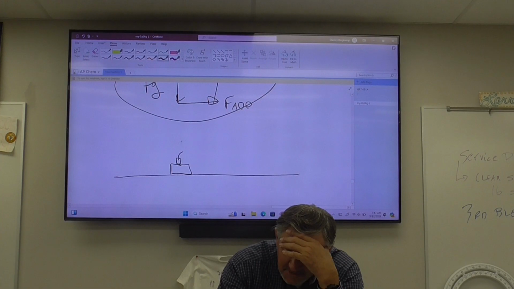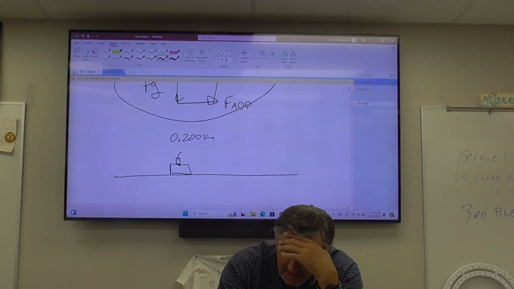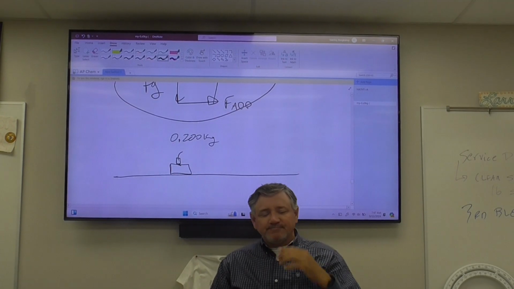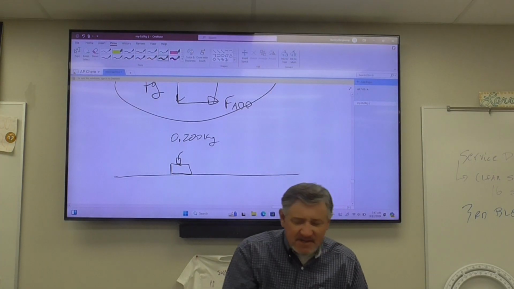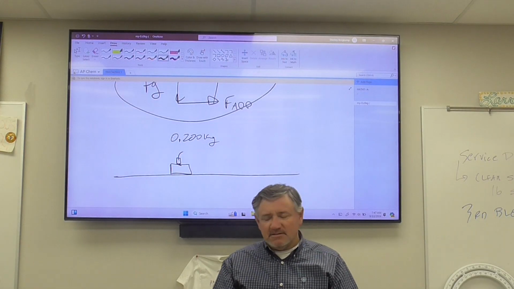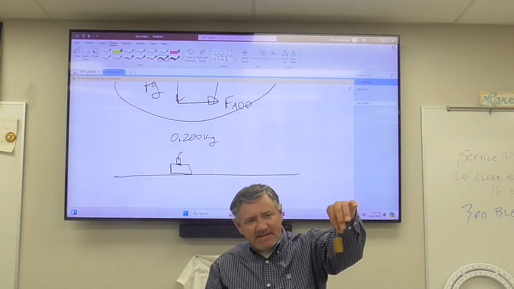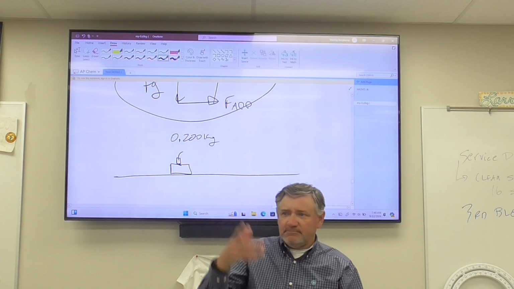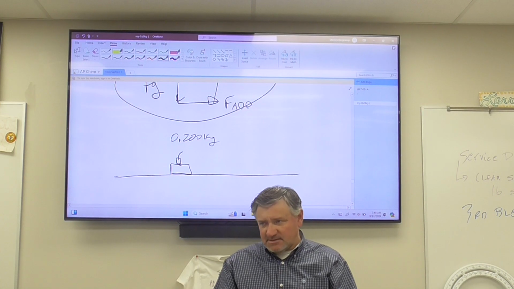So you took a 200-gram mass, which is 0.2 kilograms. Now, here's the story. There are 2 ways I could figure out the weight of a 200-gram mass. Option number 1, I take a Newton scale and hang it up. It should read 1.96 Newtons.